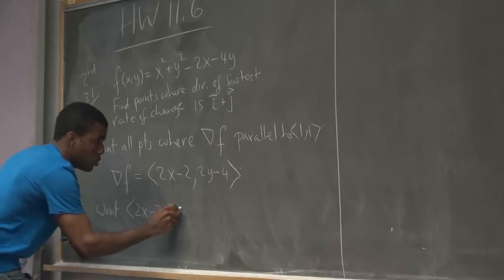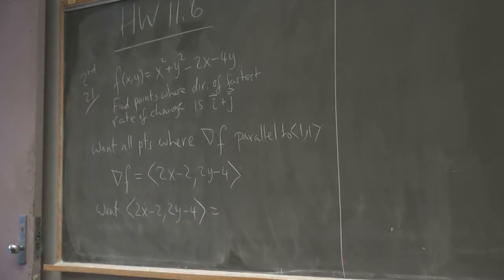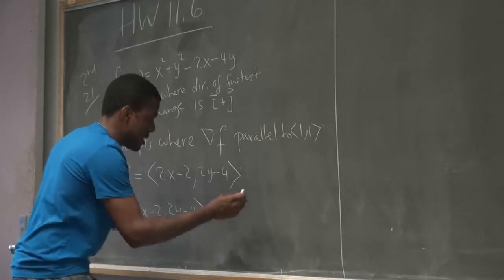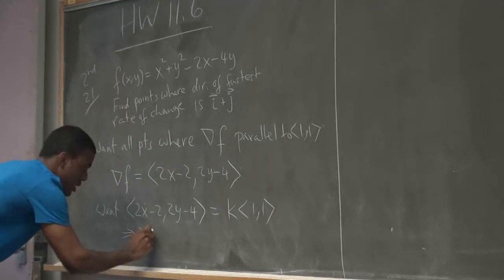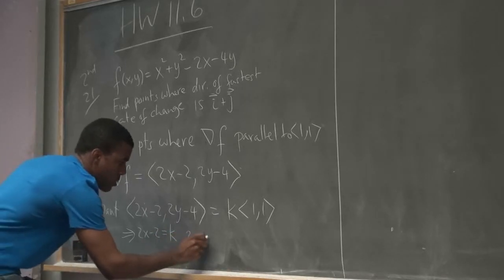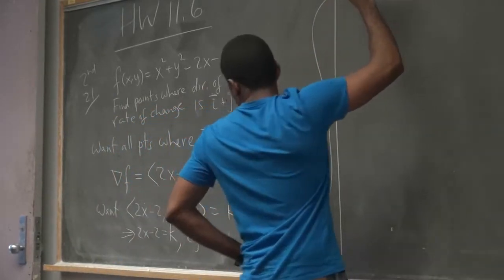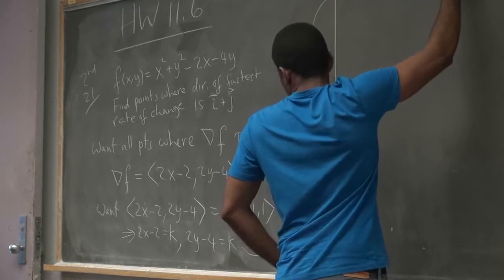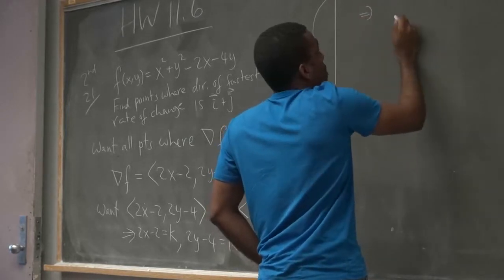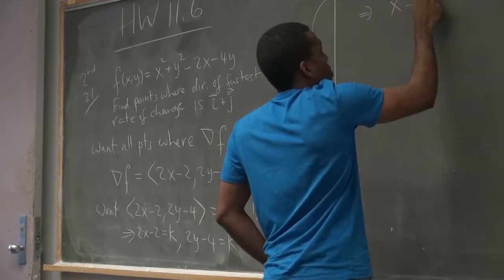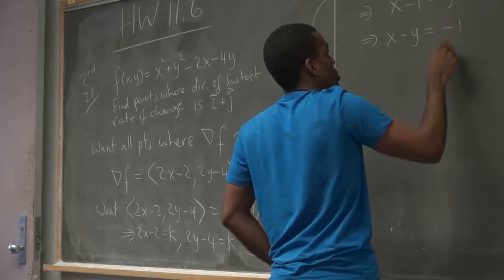And we want 2x minus 2, 2y minus 4 to be equal to what? A constant k times this vector. So that means your 2x minus 2 is equal to k, but also your 2y minus 4 should be equal to k. This implies 2x minus 2 is equal to 2y minus 4, and those are all the points. So x minus 1 equals y minus 2, or x minus y equals minus 1.